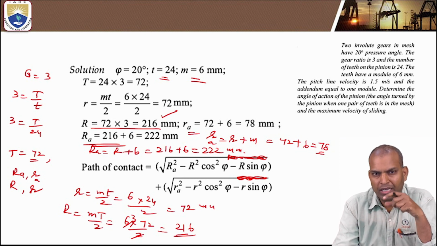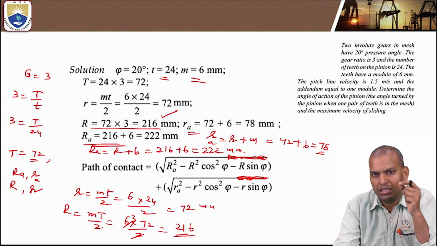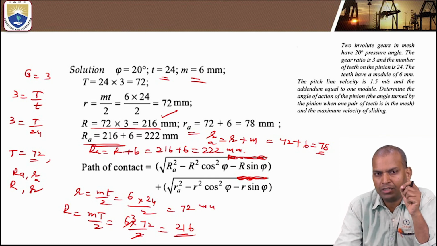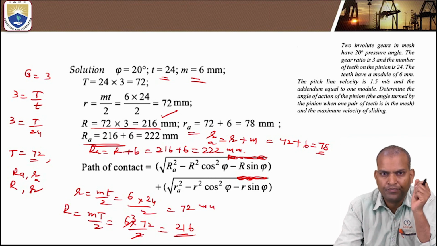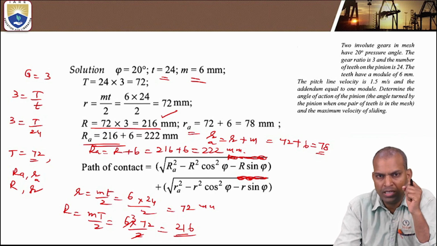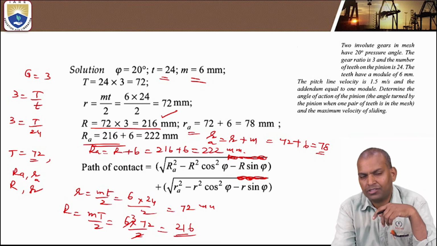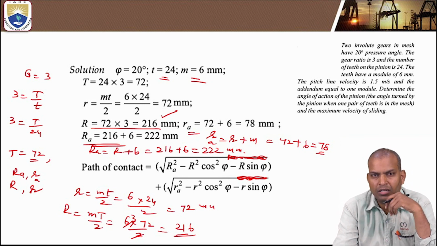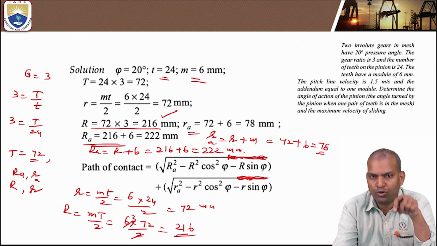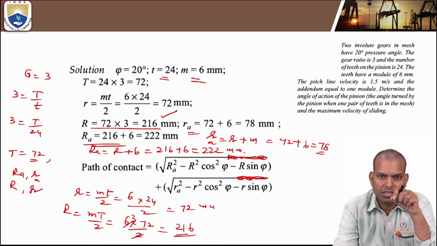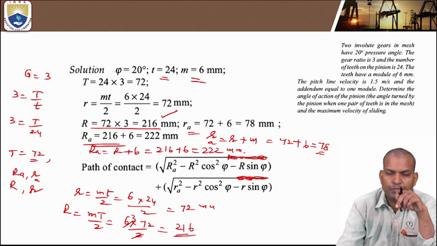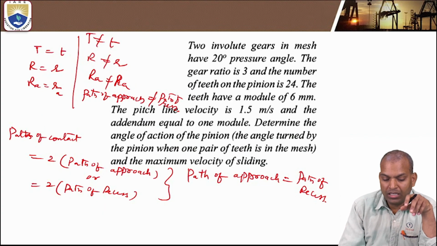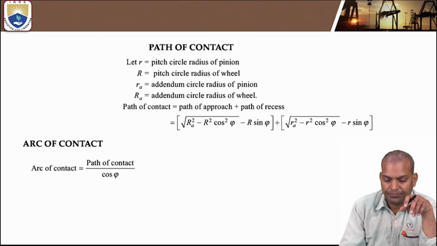The path of contact is divided into the path of approach and the path of recess by one point. That point is known as the pitch point. So what is a pitch point again? A pitch point is the contact of two pitch circles. The pitch circle of the gear and the pitch circle of the pinion intersect at a common point. That point is known as the pitch point. And what is the angle of action?